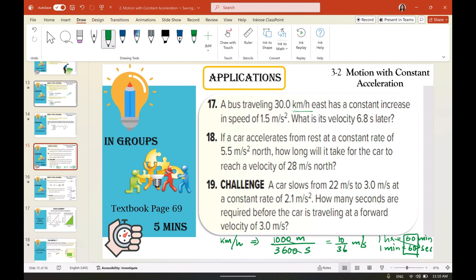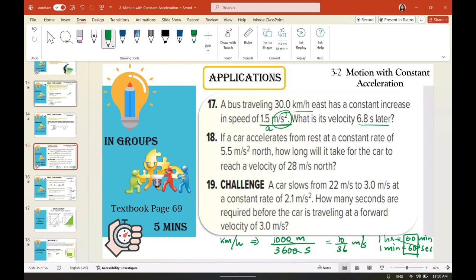So first you do that part, and it has a constant increase in speed of 1.5 meter per second square. Look at the unit. Constant increase in speed. Increase in speed means acceleration. And look at the unit. Yes, again, it is talking about acceleration only. So acceleration. What is its velocity?